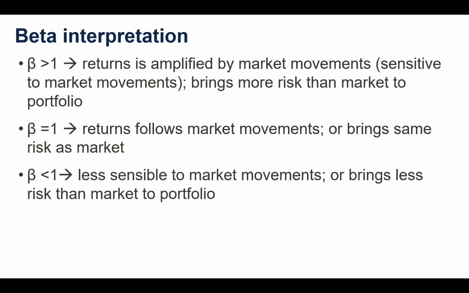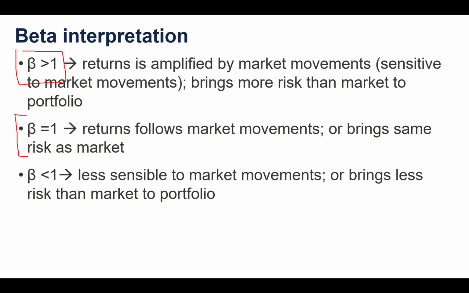So it's very important to look at the ratio between their standard deviations and the correlation coefficient between them. And how to interpret that? If beta is equal to 1, it means that the returns follow the market movements, all right? If you think that you are holding the market portfolio, it brings the same risk level as the market. If beta is greater than 1, you can think of an asset whose returns are amplified by market movements, right?